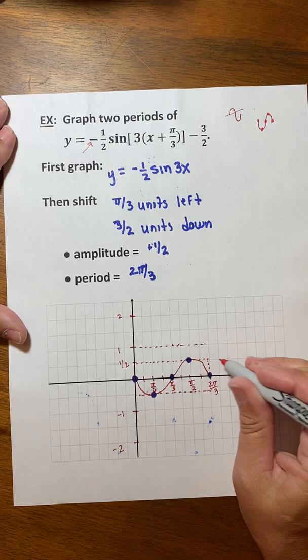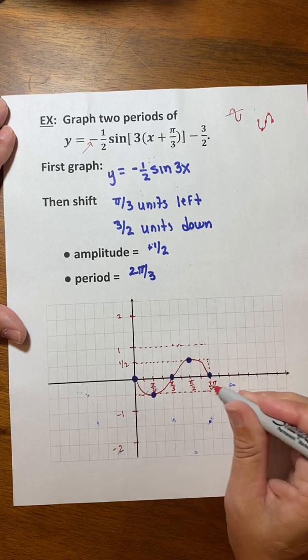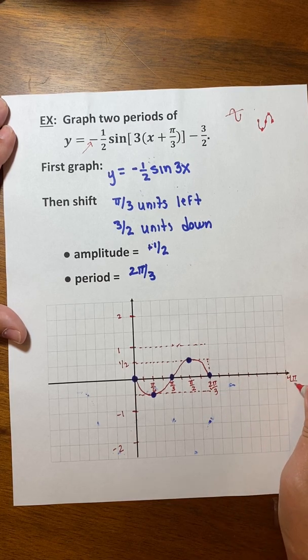All right, so let's do another one. I'm going to go out another 8. 1, 2, 3, 4, 5, 6, 7, 8. So we double this. This is going to be 4 pi over 3. And we're going to draw one more in here.